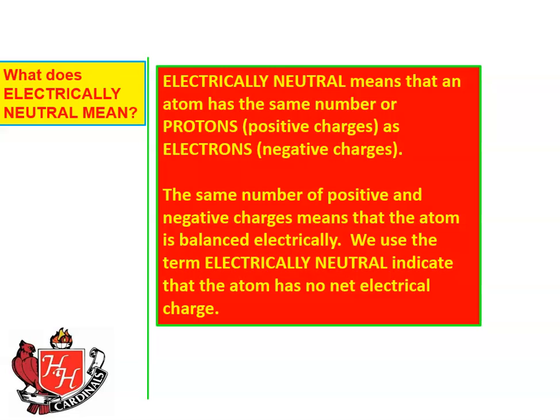If, for example, an atom had one more electron than proton, it would have a net negative charge because there would be one more negative than positive. Similarly, if it had one less electron than proton, it would have a net positive charge. But if it has equal numbers of protons and electrons, then it has no net electrical charge.